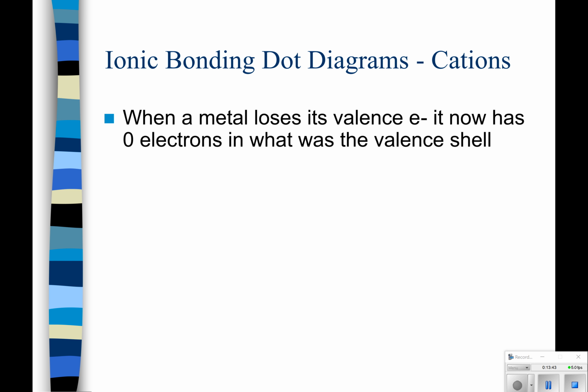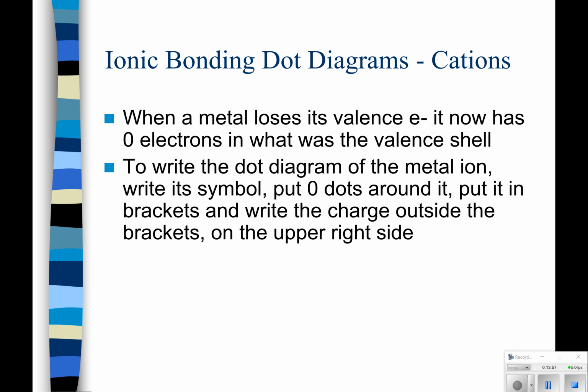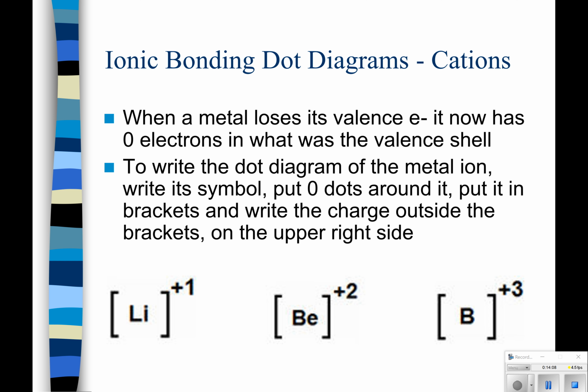When we write our cations, the metals lose valence electrons to make their stable octet and become cations, positive ions, and now have 0 electrons in what was the valence shell. Now, to write the dot diagram of the metal ion, we're going to do it just like the anion. We're going to write its symbol, but instead of putting all the dots around it, we're going to put 0 dots around it. And that's to show that what was the valence shell lost all of its electrons. And then, depending on how many it lost, we put that number with a positive sign in the upper right-hand corner.